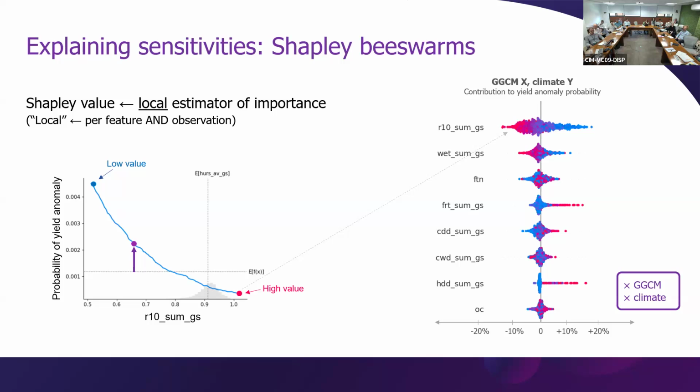And this is what you see with those beeswarm plots, where you can see the effect of the number of rain days onto the probability of a yield anomaly occurring. And the nice thing with Shapley values is you get this distribution, so you get much more information. And you see that high values of rainy days actually reduce the probability of a yield anomaly occurring, and a low value in blue increases the probability.